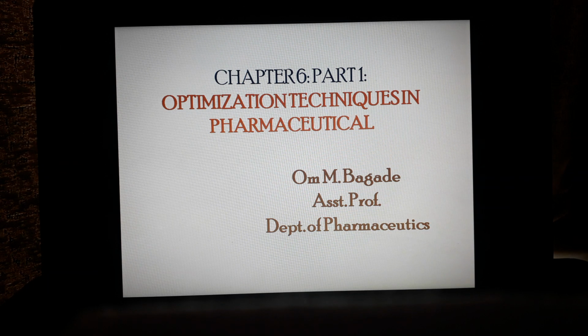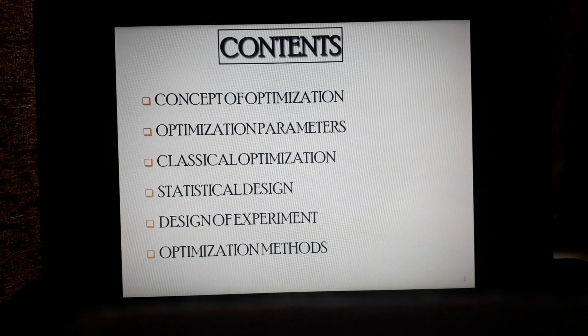The day before yesterday, we saw Chapter 6, Part 1, Optimization Techniques in Pharmaceuticals, and today we are going to go through some basics related to the optimization techniques. This is the content or the agenda of today's presentation, which consists of concept of optimization, optimization parameters, classical optimization, statistical design, design of experiment, and at last optimization methods.